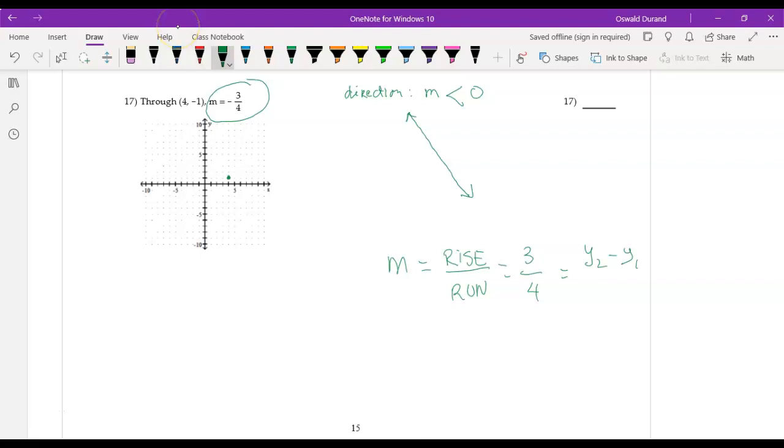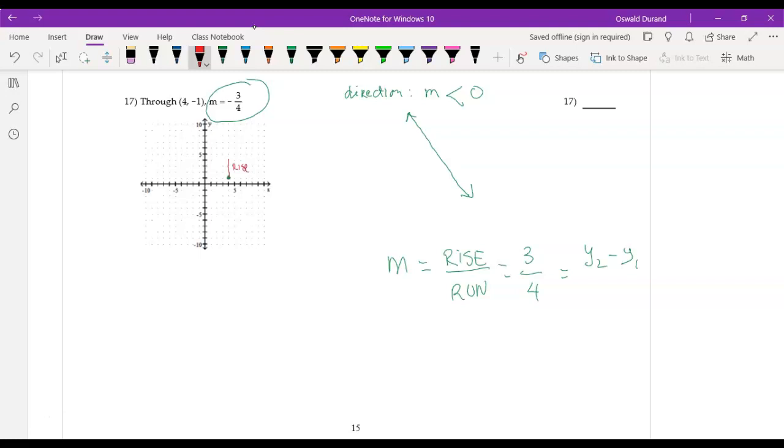So if I'm at 4, -1, if I go up 3 units, then I will go up to my next point, my vertical change, right? So let me do that in red. I get 1, 2, 3. So that's my vertical change here, or that's my rise. I could have gone down 3 units also, but that's my rise here.